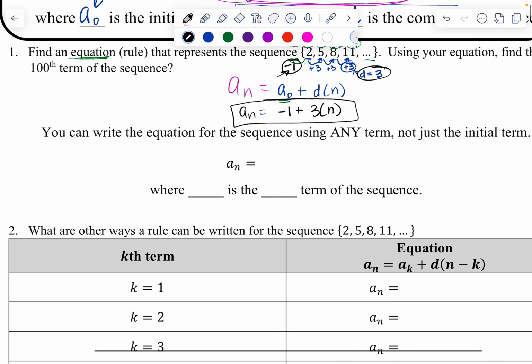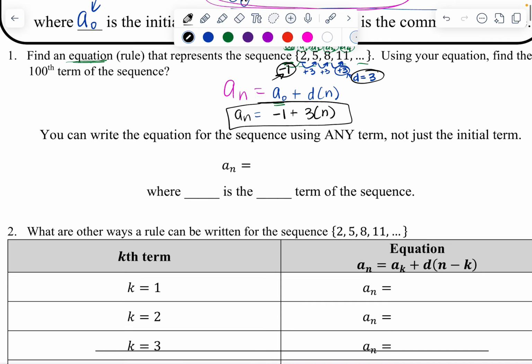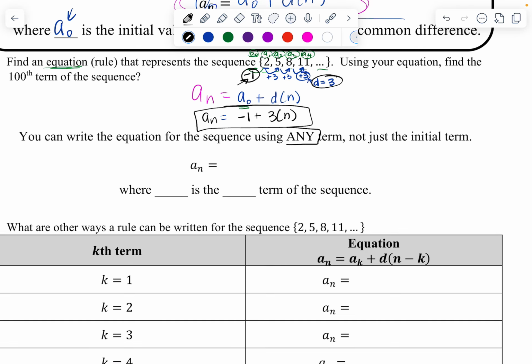So we can also write this for any term, not just using the initial term, aka a naught. And we can write it like this: the nth term, which is any term, can be a sub k, or the kth term, plus the common difference times n minus whatever k is. So here's what this means.